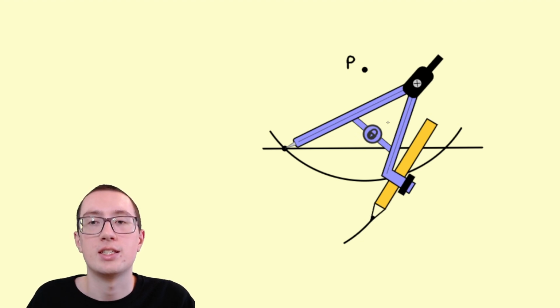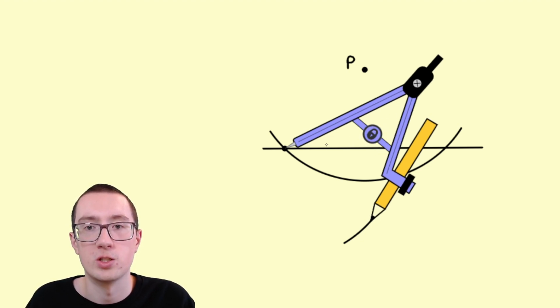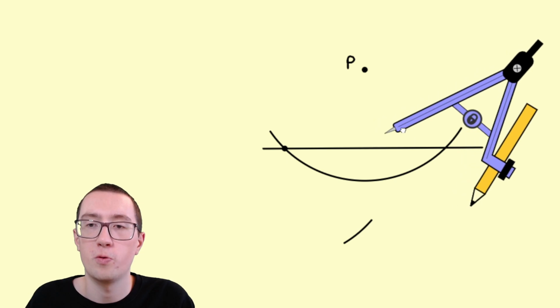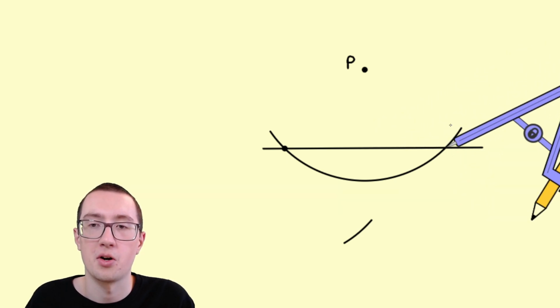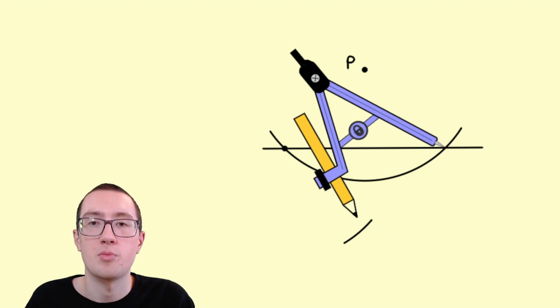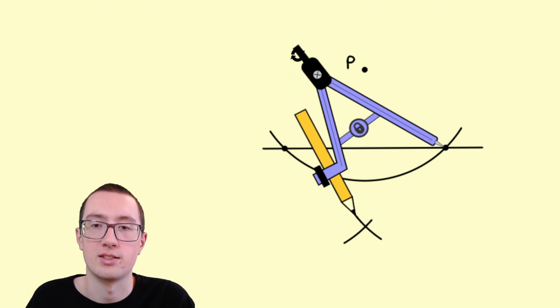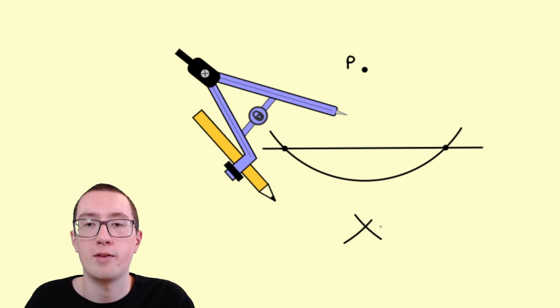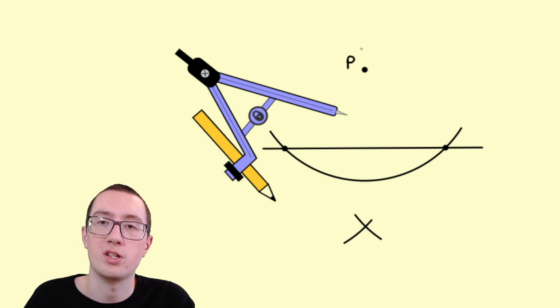And now keeping the same compass length, so make sure your compass is locked, we're going to move this over to the other part where our arc crosses the line, and we're going to draw the second part of our X like this. So once you've done that, you should have an X below here that perfectly lines up with P.